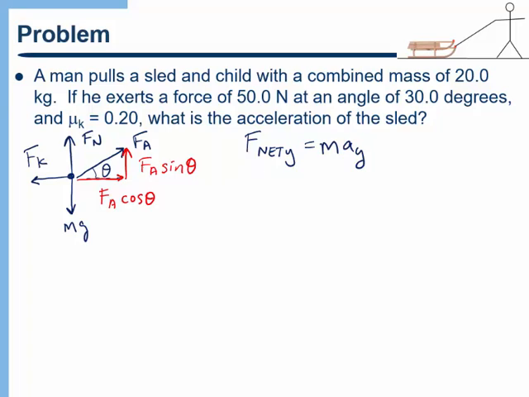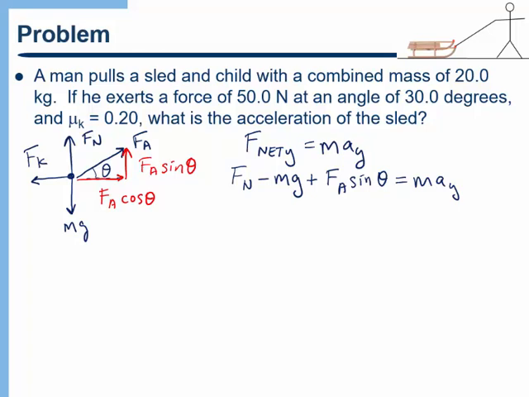Let's identify all of the forces acting. We definitely have the normal force acting up. We have the weight of the object, mg, acting down. But now we also have a component of Fa, so not the entire force, but just the vertical component, Fa sine theta. And that equals the mass times the acceleration in the y direction.